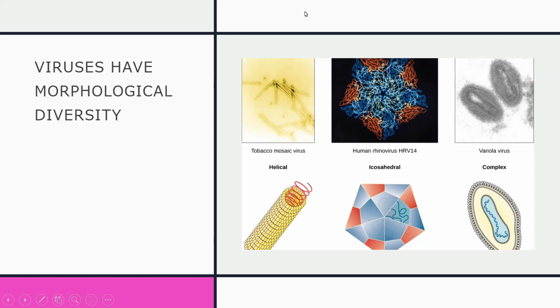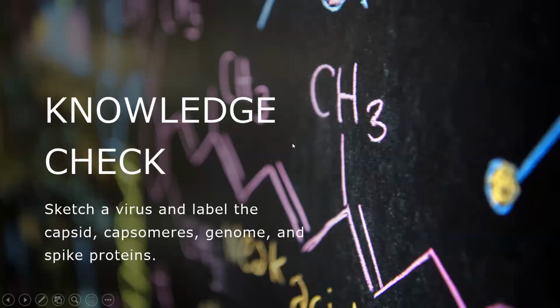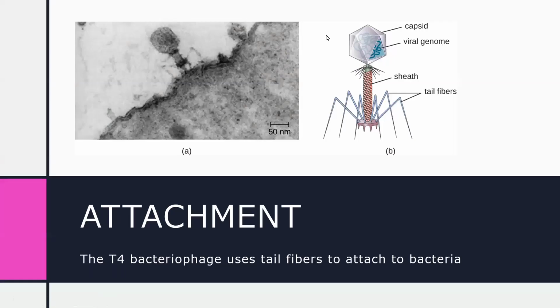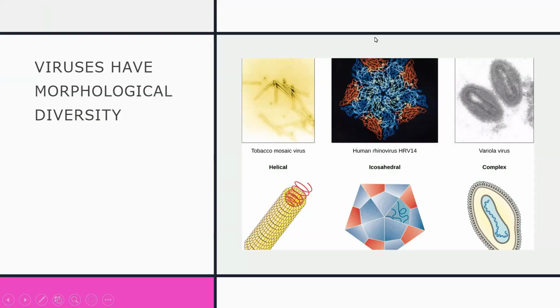So it's similar to what you see with that bacteriophage here. This is maybe a little bit easier to see. This is icosahedral. And then you have these complex viruses like this variola virus here. And so you can see that the capsid is inside of this envelope here.